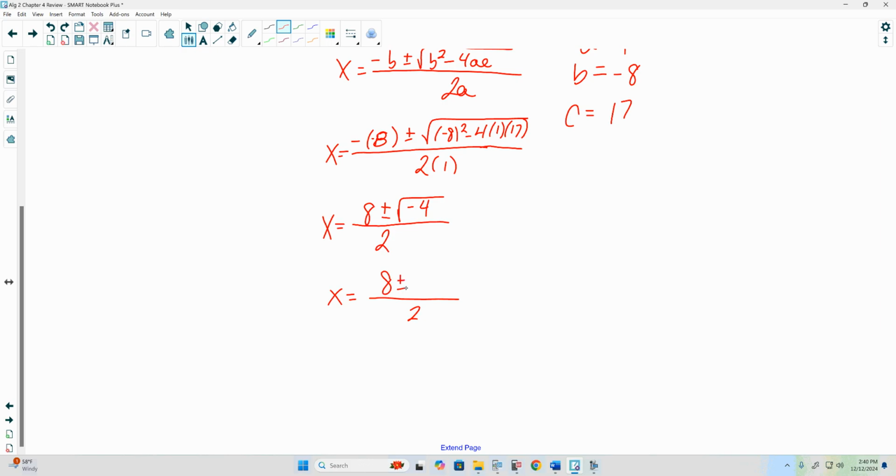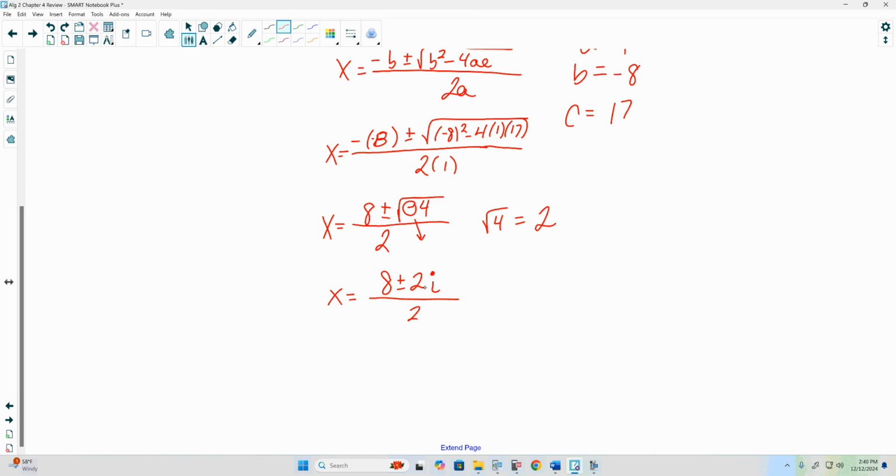Now before this year, we couldn't take the square root of negative 4, but we can now, because the negative is going to come out as i. Now the square root of 4 is 2. So the square root of negative 4 would be 2i.